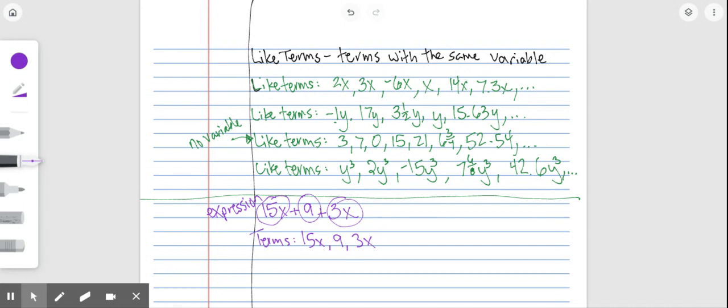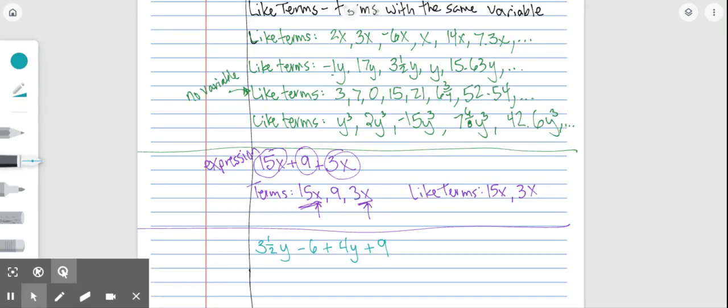Now, when I'm thinking about like terms, I need to find numbers or things with variables that have the same variable. Notice right here I've got an x, and here I've got an x, which means these two terms, 15x and 3x, are like each other, or they're like terms. So 15x and 3x are like terms. Okay, let's try another one.